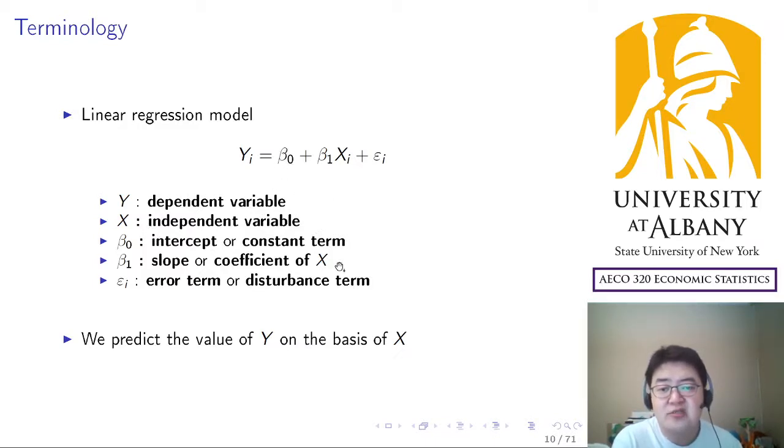And beta 0 is a mathematical term. Beta 0 is the intercept. Beta 1 is the slope, or coefficient of x. And epsilon is the error term, or the disturbance term. So these names are not that bad, more intuitive and more straightforward than other names we learned in earlier chapters. Again, in this general model, our goal is to predict the value of y using x, right? That is what we are going to do.